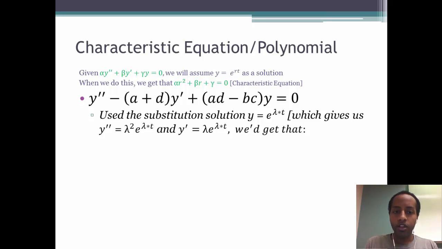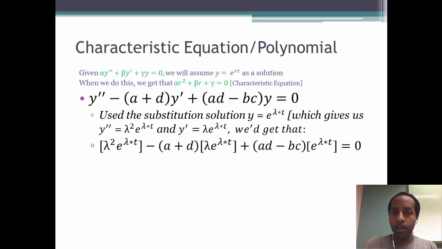When we use the substitution for y, this is the expansion that we get out. Now we see, okay, e to the lambda t, we know that's y. We can divide that y out because it doesn't affect the right side of the equation, and this is what we get. Now as you see, I have that slash polynomial at the title.